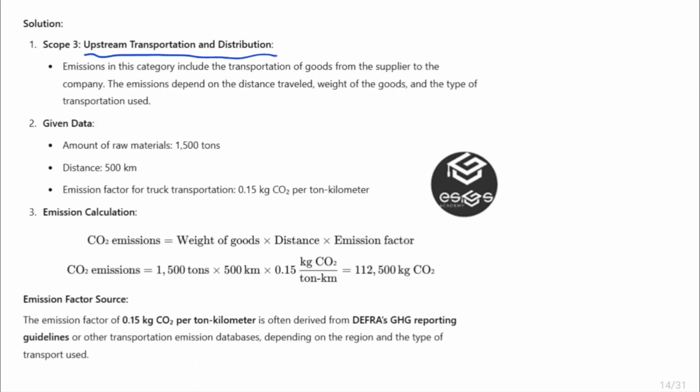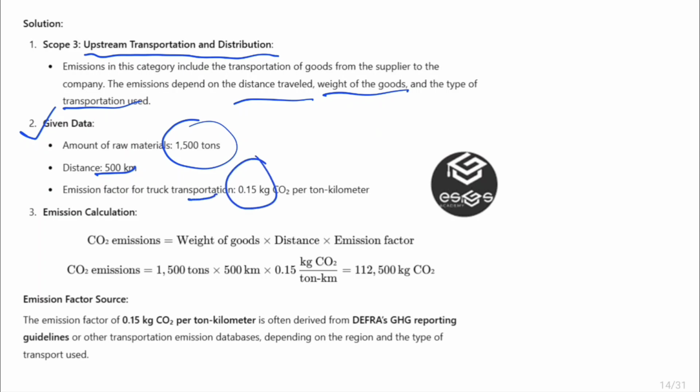In the solution, upstream transportation and distribution emissions basically include the transportation of goods from the supplier to the company, and the emission depends upon the distance traveled, the weight of the goods, and the type of transportation we are utilizing. Okay, what is the given data here? The amount of raw material is 1500 tons, and the distance is 500 kilometers. The emission factor for truck transportation is 0.15 kg CO2 per ton kilometer.